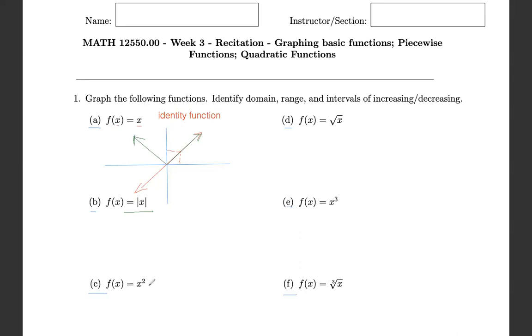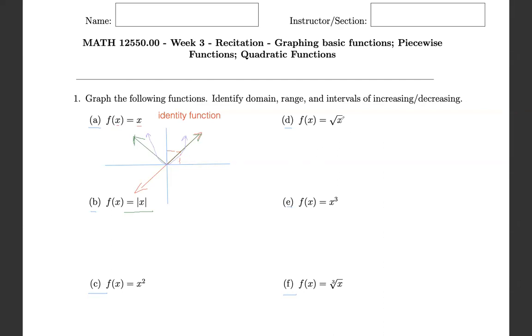C is a quadratic function. So let me graph with purple color. So it's roundish. So this quadratic function, this purple color.